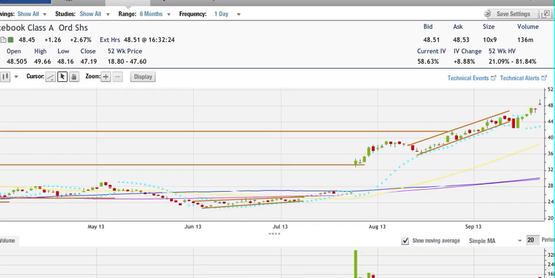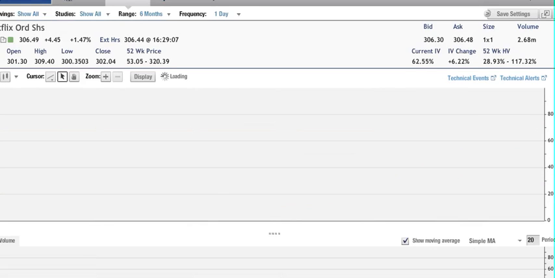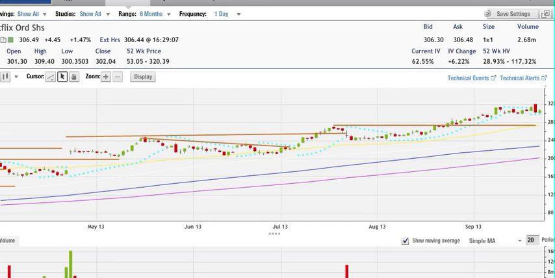Netflix gaining some of yesterday's losses, 1.5% up for the day. Nice comeback here. Still consolidating, nothing happening here. Yesterday we talked about not getting short.